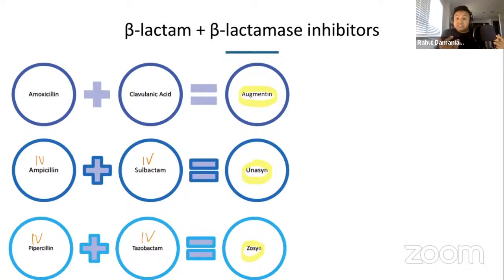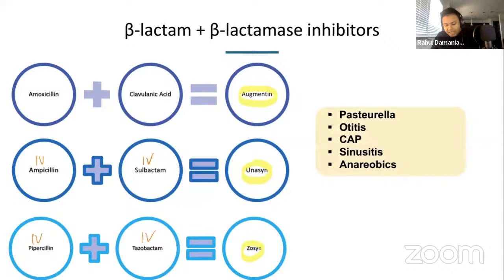So we use our ampicillin and sulbactam, as well as amoxiclav. We use that for Pasteurella, otitis media, community-acquired pneumonia, sinusitis, as well as anaerobic organisms. Unasyn, for example, can be used for anaerobic infections. Zosyn, we use for very broad spectrum antibiotic usage.